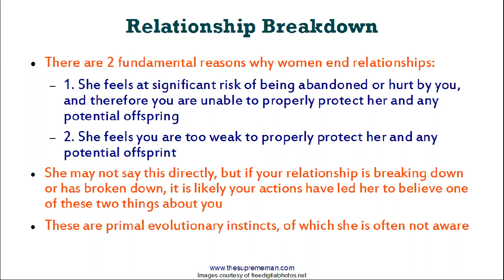So two fundamental reasons why we end a relationship. These are pretty primal, evolutionary instincts. She feels at significant risk of being abandoned or hurt by you, is the first one. This is where she feels that you are actually a threat to her and any potential offspring. A threat in the fact that you won't be there, as opposed to physically hurting or damaging her, but the fact that she may well partner with you and have offspring, and the threat is that you just won't be there to support that family unit.